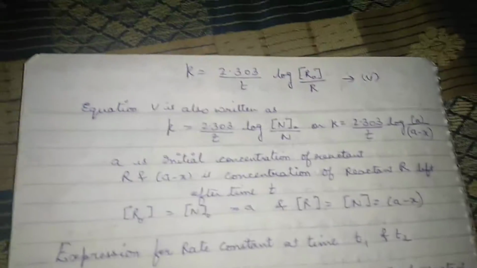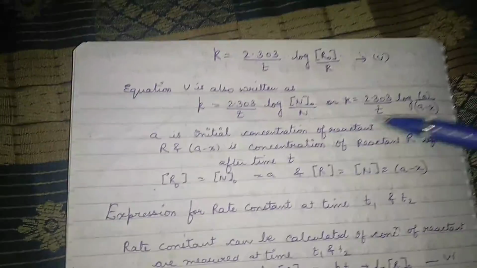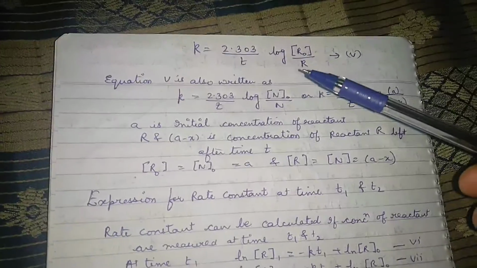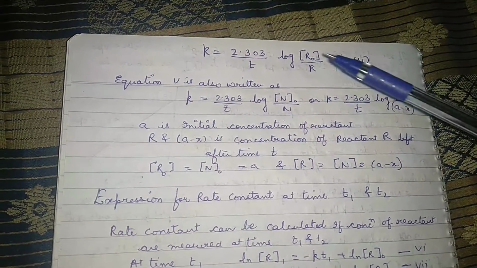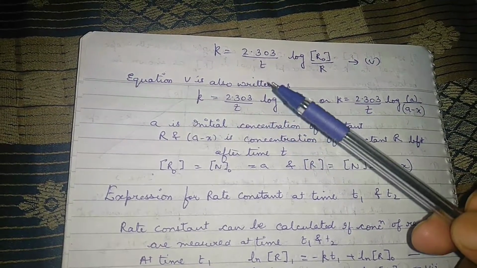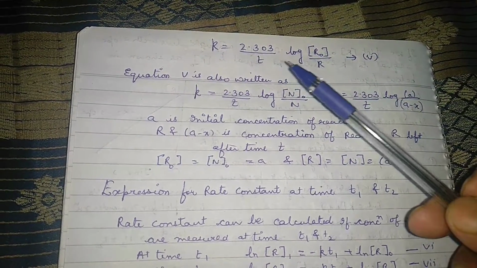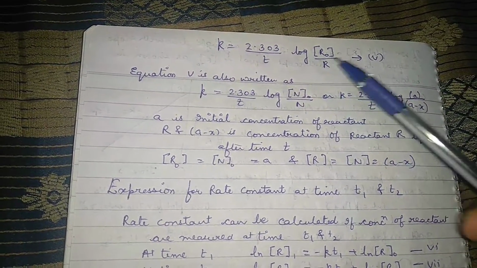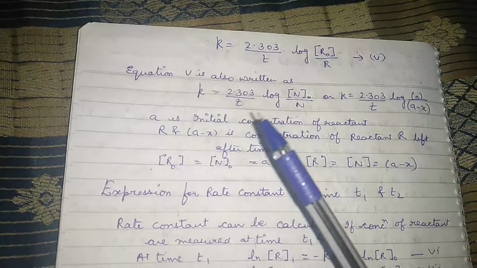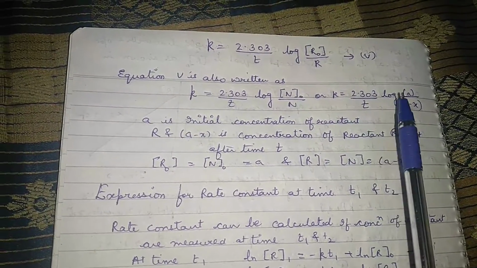Okay, now coming on to the next topic, the continuation of this rate equation. Yes, here it is. k is equal to 2.303 upon t log r naught over r. This is the fifth equation. So equation 5 can also be written as k is equal to 2.303 upon t. We have removed the ln by log base 10, so it has to be 2.303 log base 10 r naught over r. Or we can write k is equal to 2.303 upon t log n naught over n, equal to a upon a minus x.